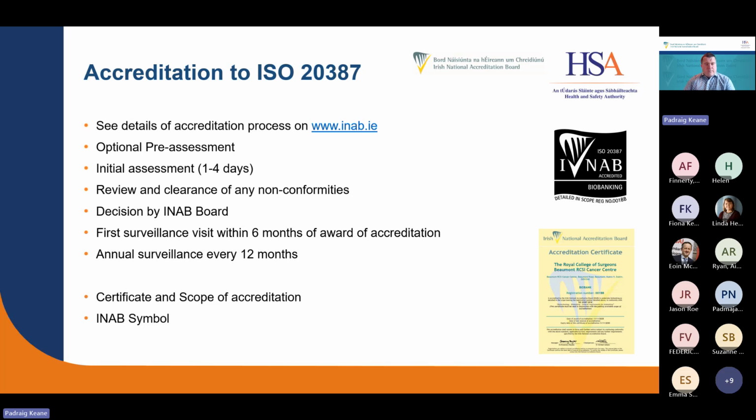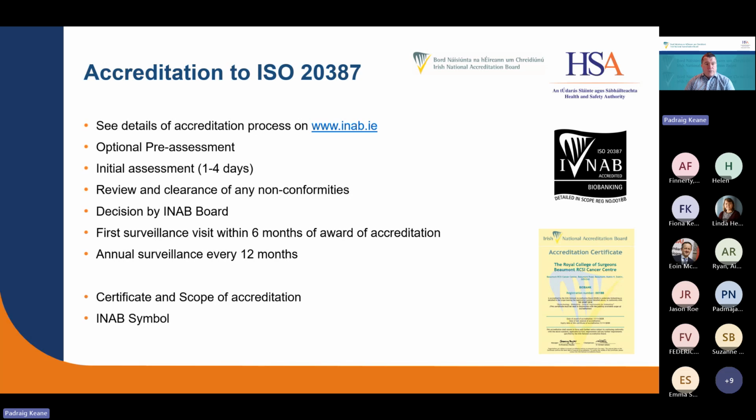An initial assessment, depending on the size of the biobank and the scope for accreditation applied for, can take anything from 1 to 4 days. Normally 1 to 3 people on the assessment team who each focus on different areas of the organization. If there are any gaps found at that point, they're recorded as non-conformities, and the biobank will have 3 months to address these through implementation of corrective actions and submission of appropriate evidence to confirm the effectiveness of those actions.